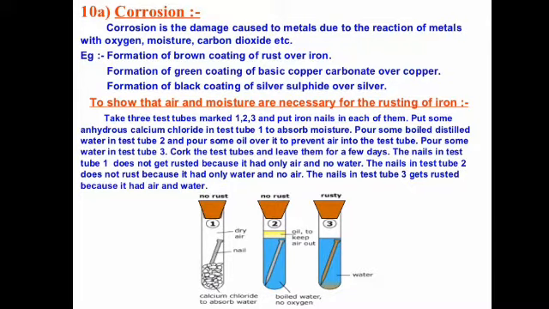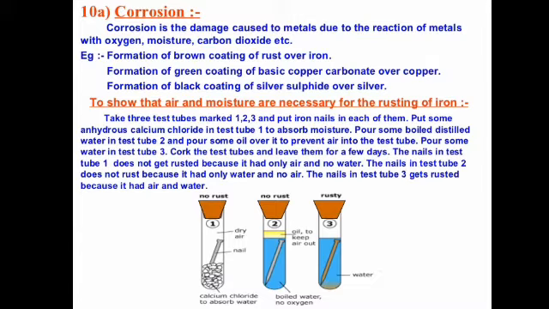Corrosion is the damage that is caused to metals due to their reaction with oxygen, moisture and carbon dioxide present in the nearest atmosphere. So the metal gets eroded due to corrosion. For example, we see corrosion in the form of a brown coating or rust over iron, and a green coating of basic copper carbonate that is formed over copper. Similarly, the black coating of silver sulfide is formed on silver. These coatings are corrosion that takes place on the surface of the metals.